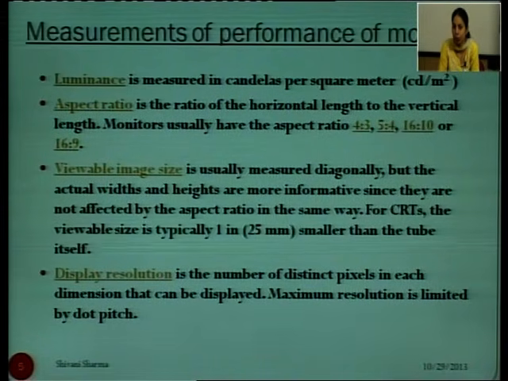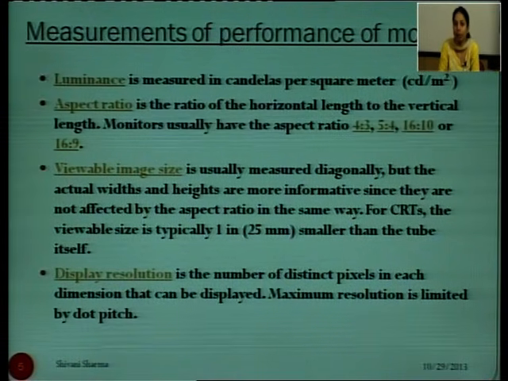Luminance is measured in candelas per square meter. Aspect ratio is the ratio of the horizontal length to the vertical length of the monitor, and general aspect ratios can be 4:3, 4:4, 16:10, or 16:9. Means the aspect ratio is generally defining the size of the monitor.